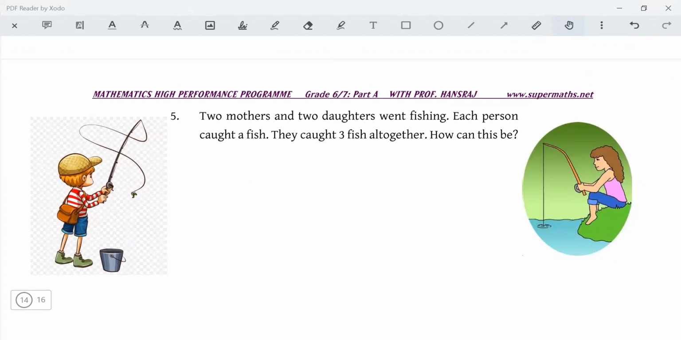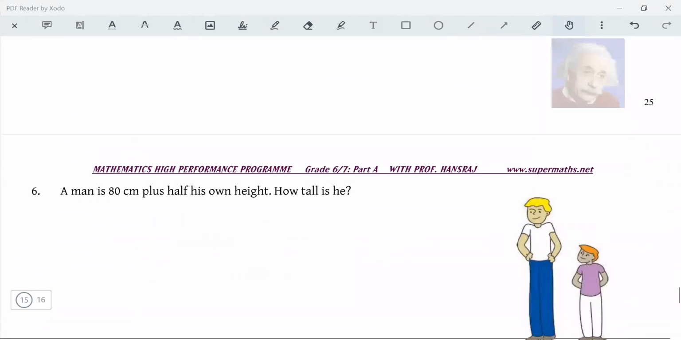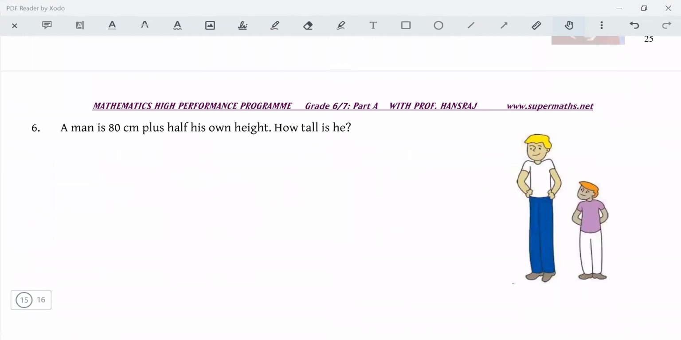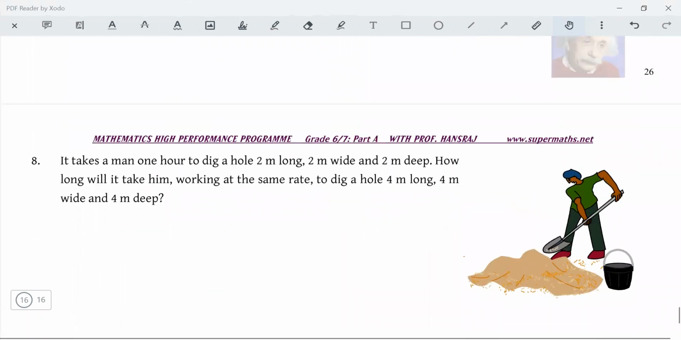You think about it. 2 mothers and 2 daughters go fishing. Each person caught a fish. There are 3 fish altogether. How can this be? A man is 80 centimeters plus half his own height. How tall is he? Not so difficult for you there. I don't have to say anything.